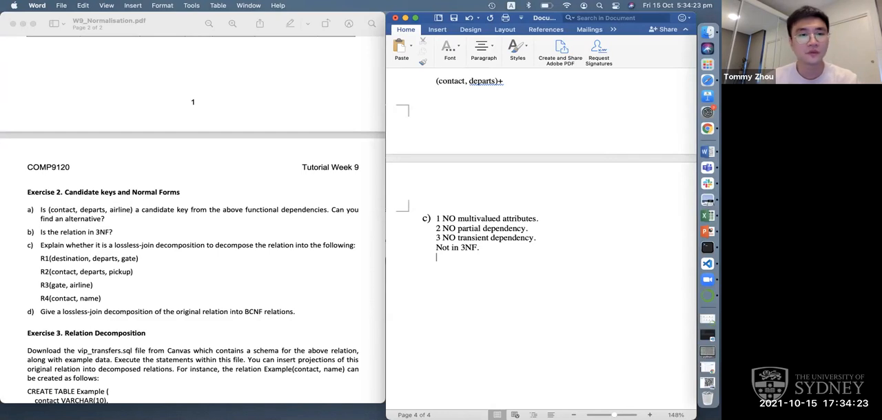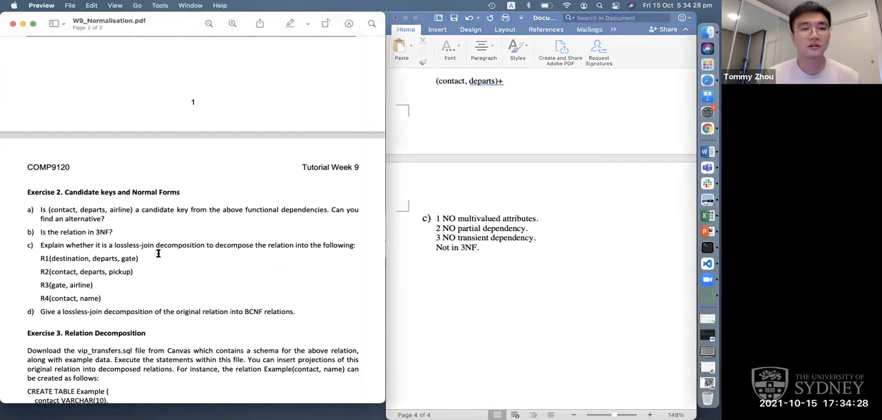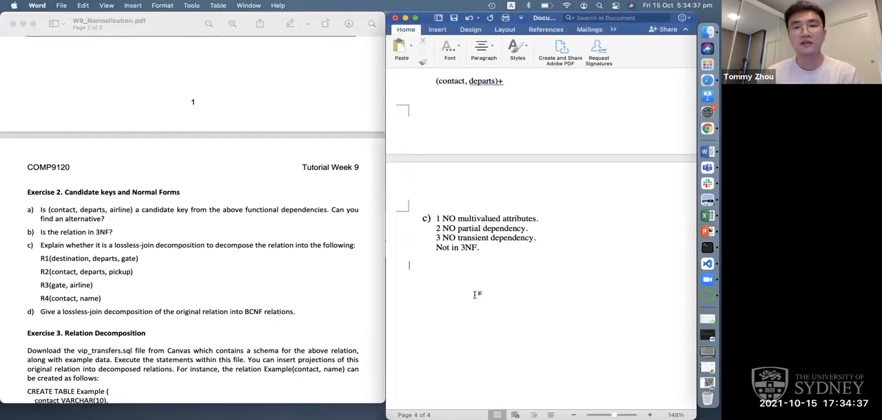All right, so next question. Explain whether it is a lossless join decomposition to decompose the relation into the following: 1, 2, 3, 4. Okay. So how do we determine if it is a lossless join? How do we do that? What is the definition of a lossless join?